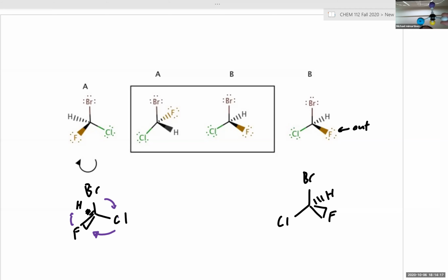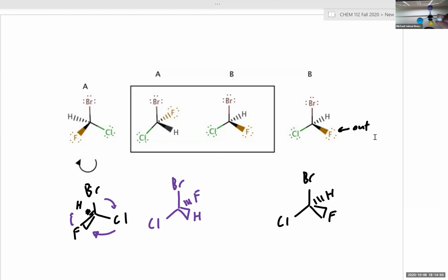So after rotation, we have our bromine pointing up, our chlorine pointing to the left. This time, our hydrogen is pointing out towards us, and our fluorine is in the back away from us. Does everyone see that from this model? Does everyone see where I got this new depiction after rotation?